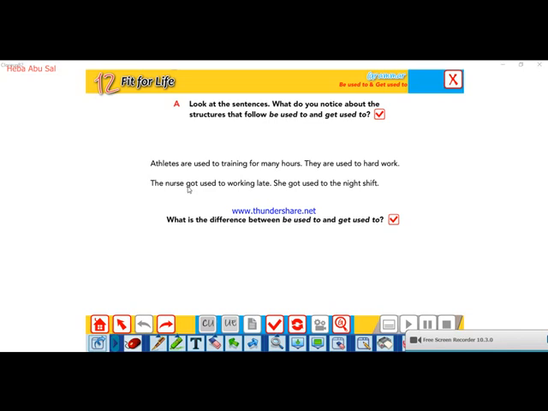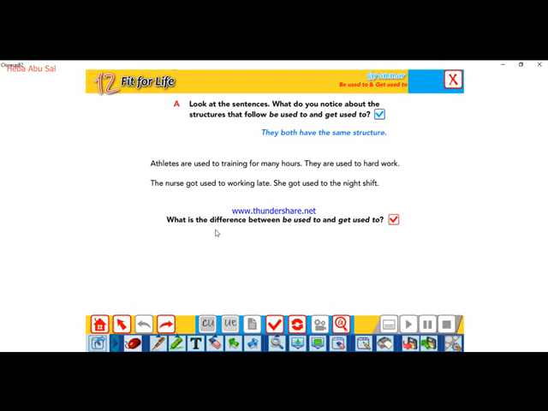The nurse got used to working late. She got used to the night shift. Here we have got used. Which tense do we talk about here? Yeah, it is in the past. So let's see here. They have both the same structure. There is no difference between them in the structure.